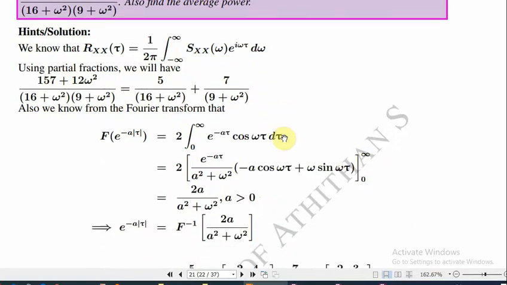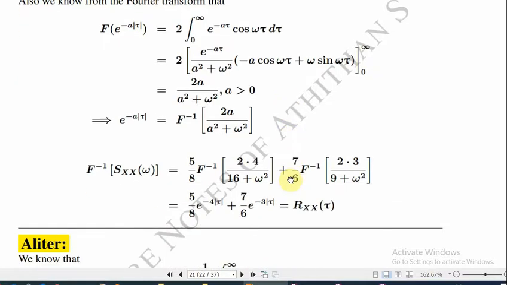Before applying the Fourier inverse transform, we will see what the Fourier transform of e power minus a mod tau is. That will be 2a by a square plus omega square. This is similar to the form we have here, which is why I introduced it. So the Fourier inverse of 2a by a square plus omega square is e power minus a mod tau. We need to apply the similar one here, to find f inverse of Sxx of omega.